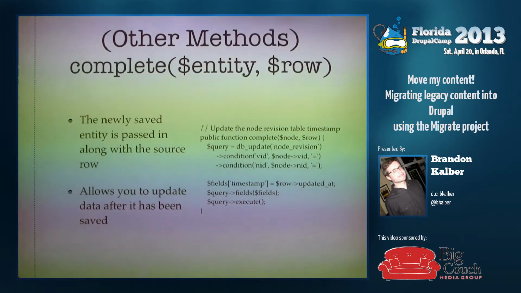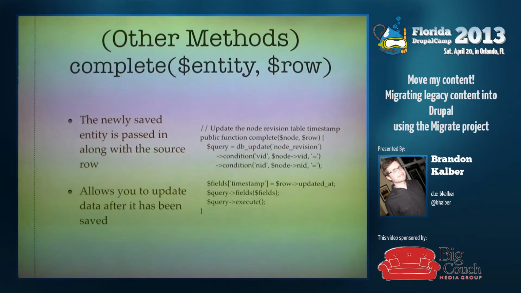And then lastly, you have the complete method. As you could probably guess, that's actually called after the record is saved. So the new entity that's been saved in Drupal is passed in at this point, along again with the source row. A really good example, simple but handy, of having to do this.